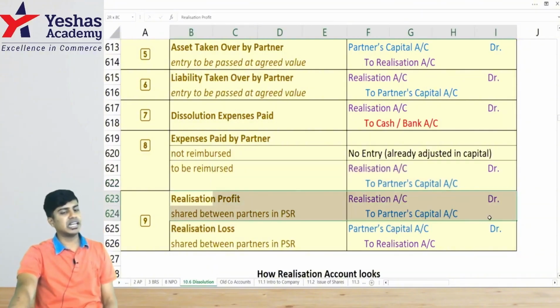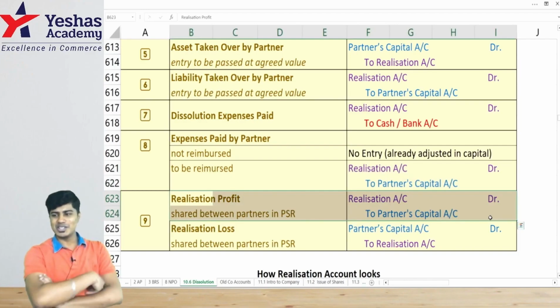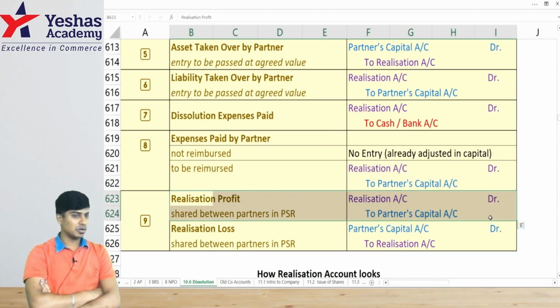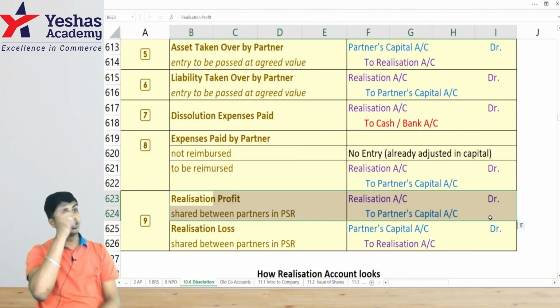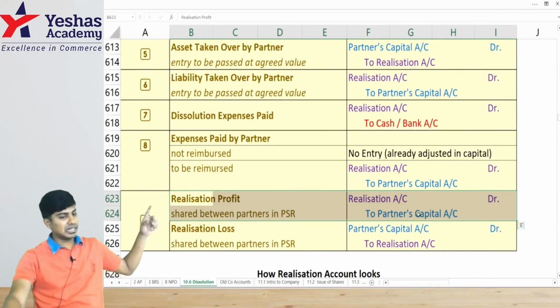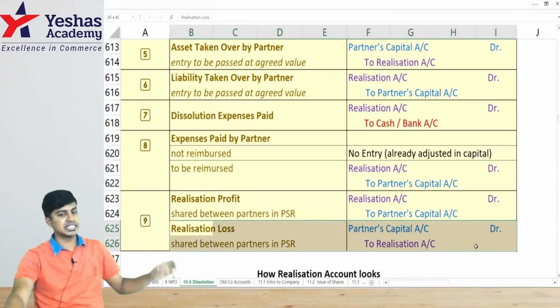Any profit on realization will be transferred to partner's capital account. Any loss on realization also will be transferred to partner's capital account. Profit is credited to partner's capital because it will increase. Loss is debited to partner's capital because it will decrease. What is the entry for profit? Realization account debit to partner's capital. Entry for loss? Partner's capital account debit to realization.